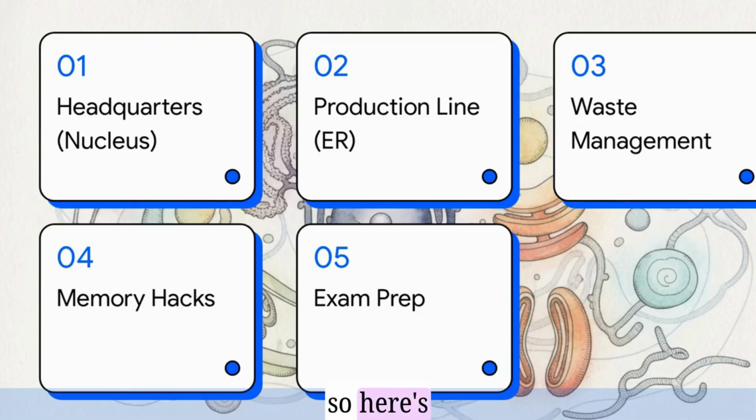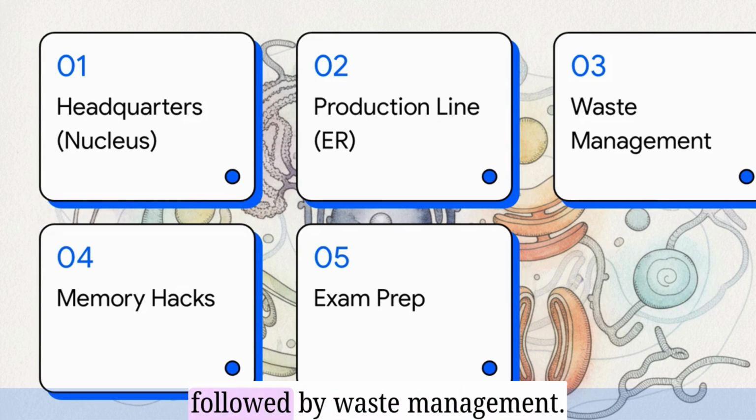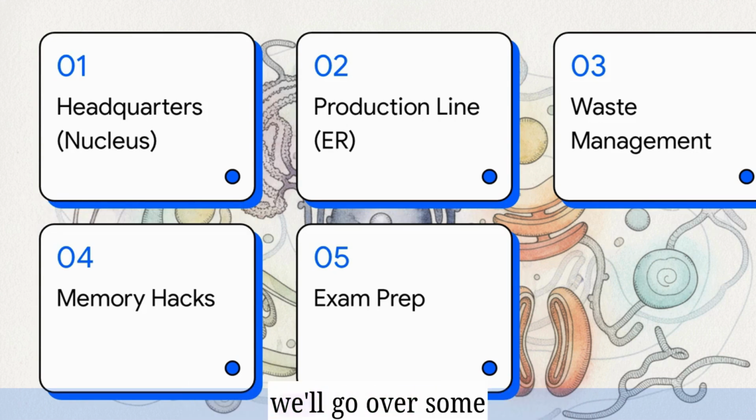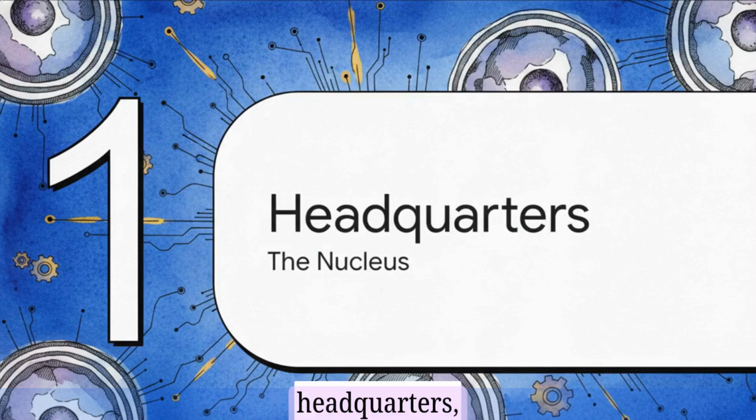Okay, so here's our quick factory tour itinerary for this explainer. First, we'll visit headquarters, then the production line, followed by waste management. After that, we'll go over some memory hacks, and finally, we'll wrap up with exam prep. Let's start with stop number 1, headquarters, which is the nucleus.